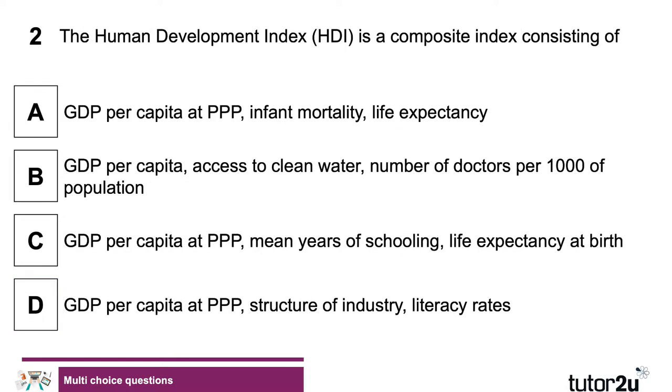Here's our next question coming through, doing really well. The Human Development Index, HDI, is a composite index consisting of what? Take a moment, please, and if you get a chance, type your answer into the chat window. So what is the correct composite of the Human Development Index, the HDI? If you're doing this on the replay, hundreds of you will be, take a moment, just press the pause button, choose your answer, and then we'll go through the answer together. So what is the correct composition of HDI?